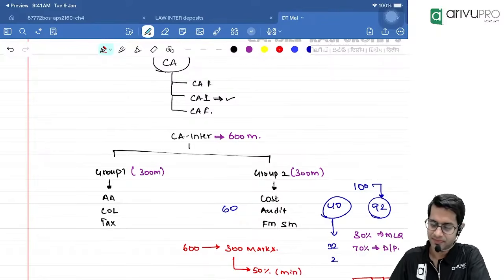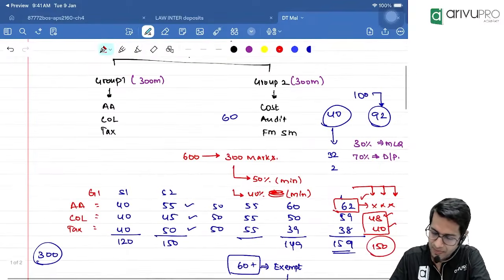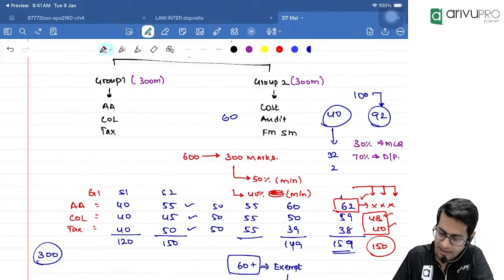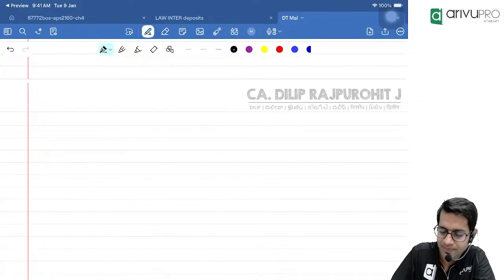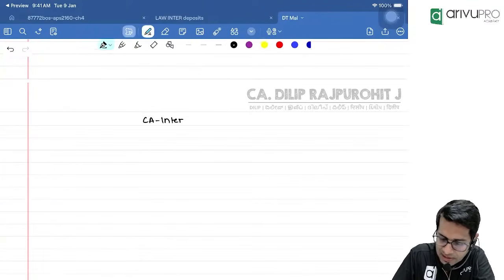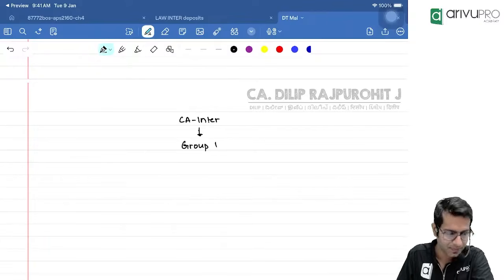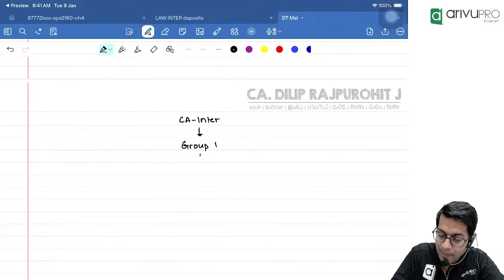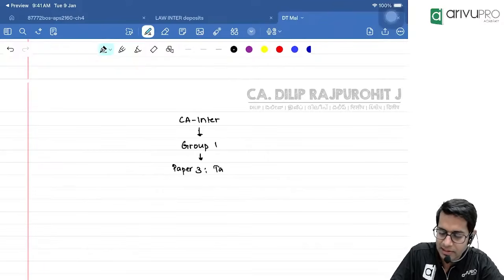This is just a brief introduction of the course and the examination pattern. Let me discuss what I am going to teach you. Now we are at the second level, which is CA Inter. In CA Inter, we have a group called group number 1. In this group number 1, we have paper number 3, which talks about taxation.